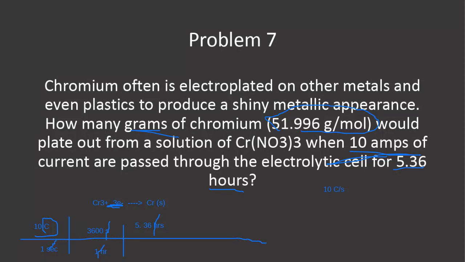We know we have 96,485 coulombs released per 1 mole of electrons. Well, we know we have 3 moles of electrons for this specific problem. So then we can cancel out the coulombs, and then the moles of electrons. And we say we have 3 moles of electrons for every 1 mole of chromium, right? When we get to moles of chromium, we can use our molar mass. Every 1 mole of chromium has 51.996 grams.